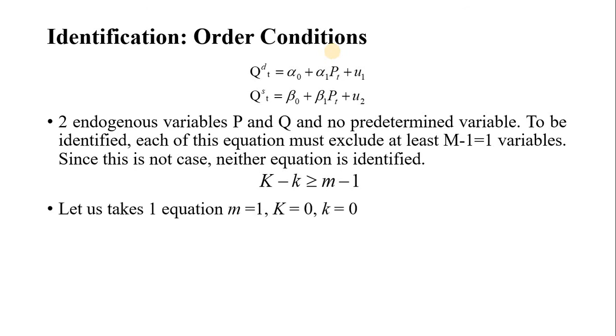You look at the condition K minus k. You take the first equation. How many m's are there? Only one, sorry, the number of endogenous variables is 2, not 1. m is equal to 2. Small k is also not there, so 0 minus 0 is not greater than or equal to 2 minus 1. So the equation is under identified.